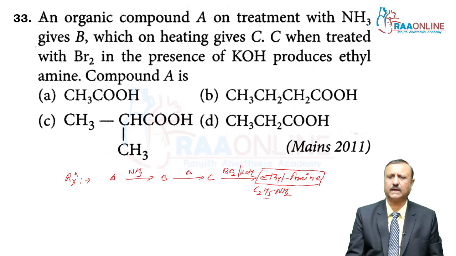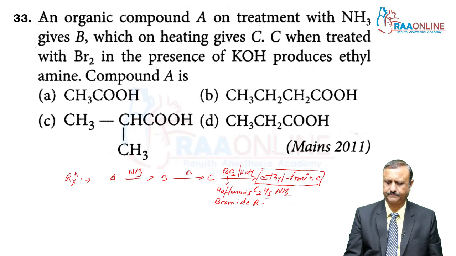First of all, this ethylamine is formed from bromine and KOH, which means you should learn the Hofmann bromamide reaction. It is a very important name reaction, my dear students. In this Hofmann bromamide reaction, one carbon atom less is present in the amine, and the reaction occurs on amides.